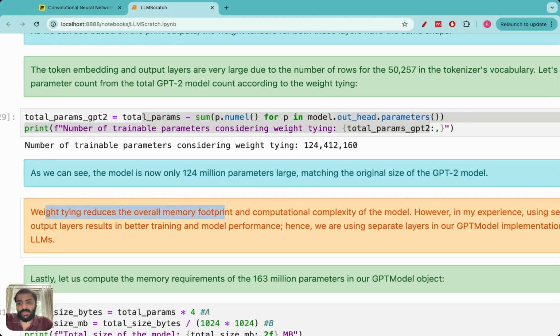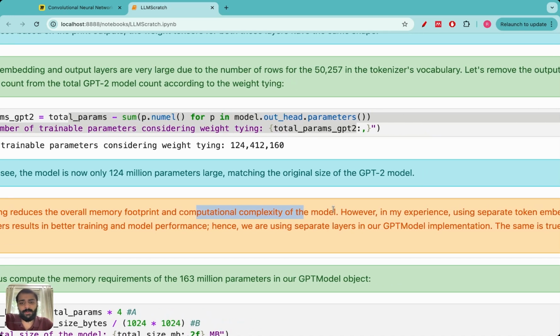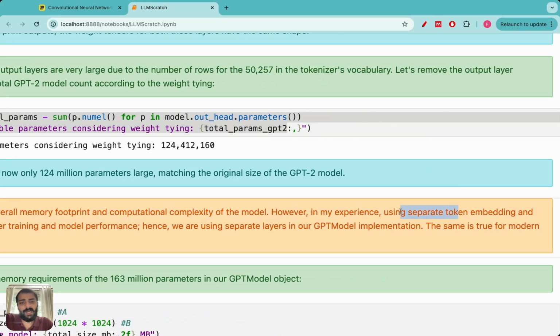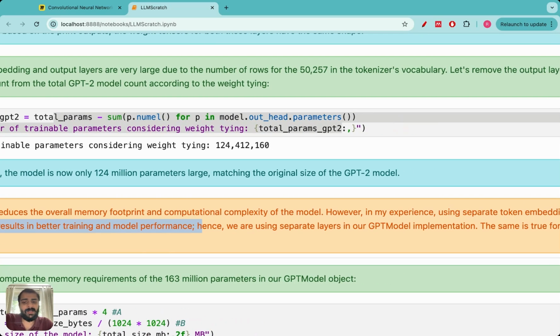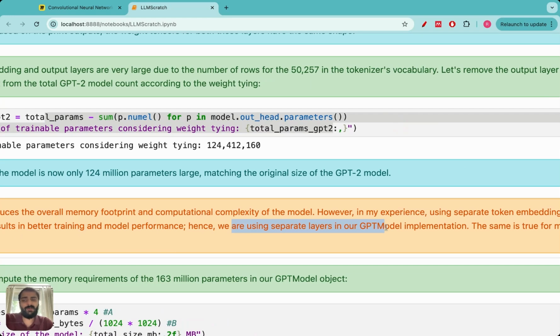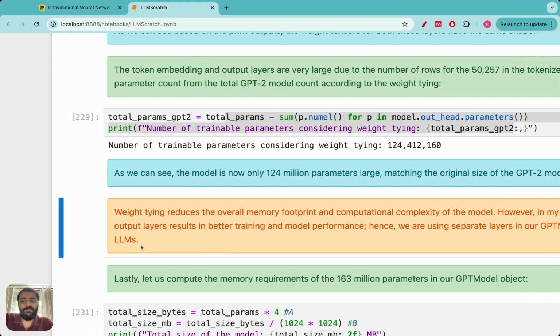So weight tying actually reduces the overall memory footprint. From 163 million, we go to 124 million, and it also reduces the computational complexity of the model. However, using separate token embedding and output layers results in better training and model performance. That's why in the code which we are writing, we are using separate layers in our GPT model implementation. And this is true for modern LLMs as well. Weight tying is good for reducing the memory footprint and reducing the computational time and complexity.